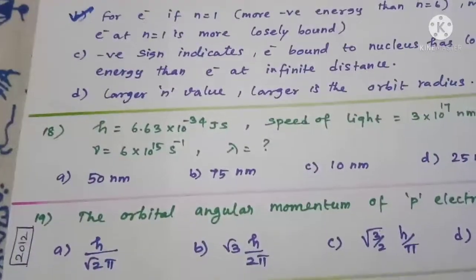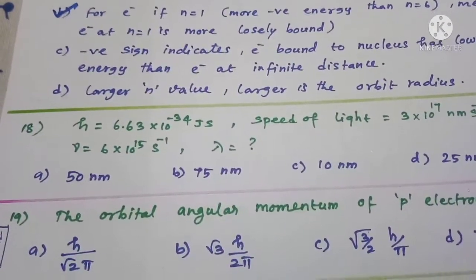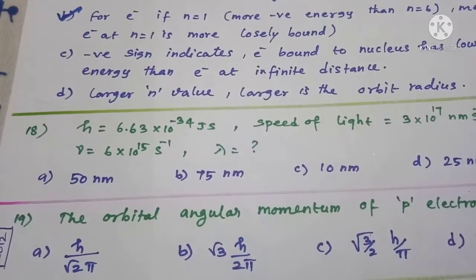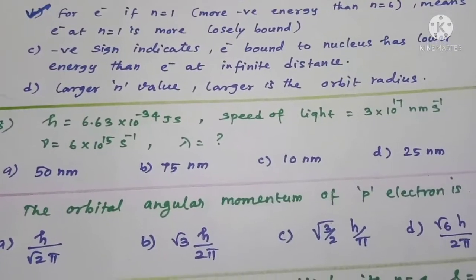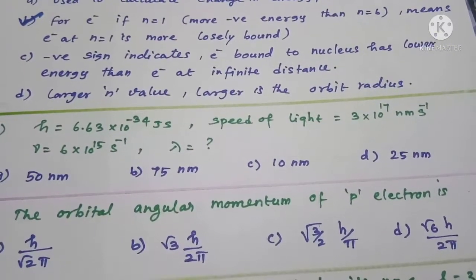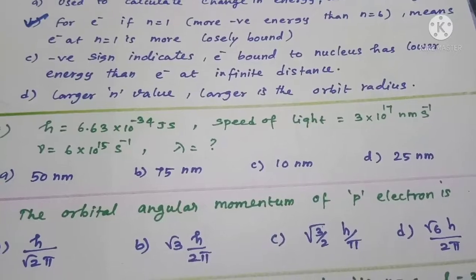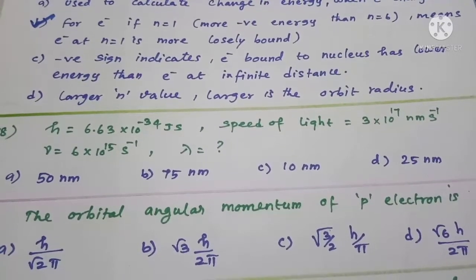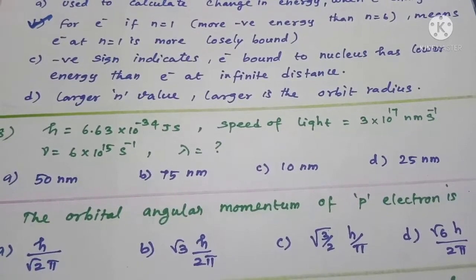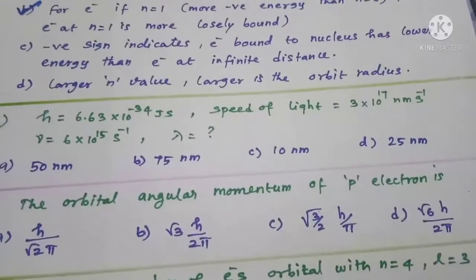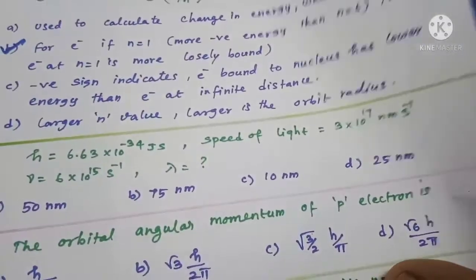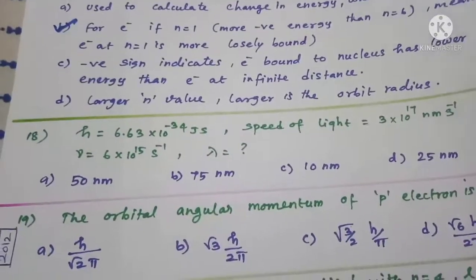Okay, right. Now we go for the next question. Question number 18. Here you are given some data. Planck's constant 6.63 into 10 power minus 34 joule second. You are given the speed of light 3 into 10 power 17 nanometer per second, and frequency equal to 6 into 10 power 15 per second. So what is the lambda value? They are asking for the wavelength of the light from the given data. So let us see how to do this.